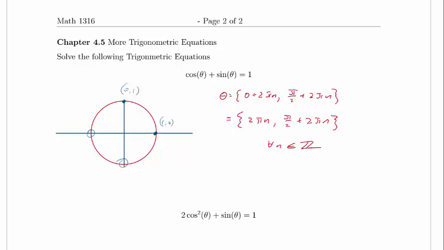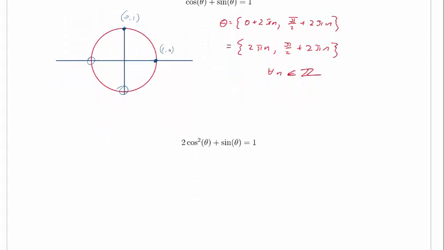Now this next one is going to be a little more tricky. We want to get everything in terms of either cosine or sine. So what we're going to do is we're going to take a look at cosine squared theta, and we're going to replace that cosine squared theta with 1 minus sine squared.